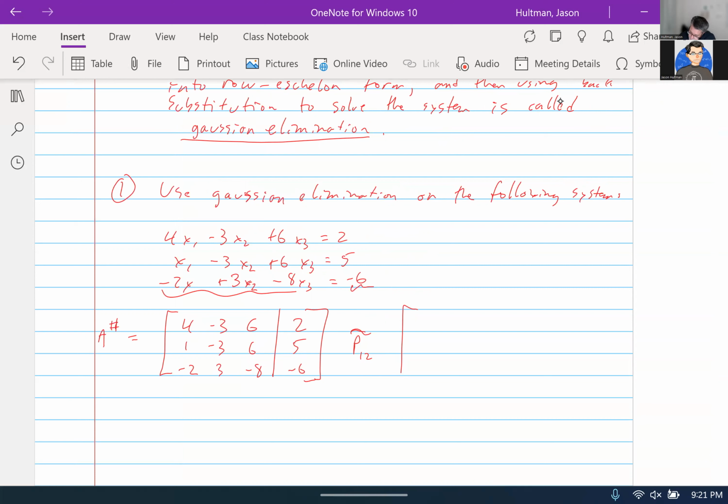And I'm going to get 1, negative 3, 6, 2, and then 4, negative 3, 6, oh, oops, that should be a 5, and then a 2, and then negative 2, 3, negative 8, negative 6. And then here's the augmentation on the matrix. I can make it a solid line or a dashed line, it doesn't really matter. We'll stay with a solid line.